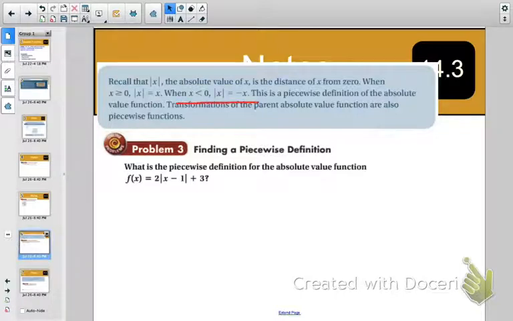It says when x is less than 0, when x is negative, the absolute value of x is going to be the same as negative x. So if I plug in negative 3 here, it actually equals the opposite of negative 3, which is positive 3. Just a fancy way of saying that it will always be positive.